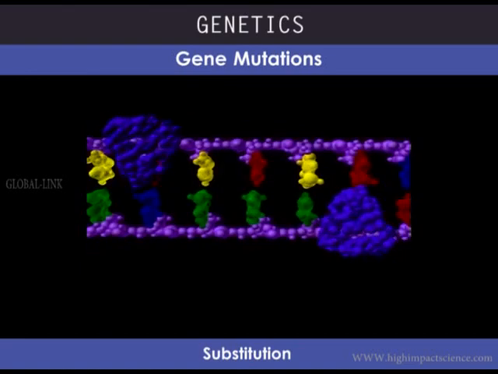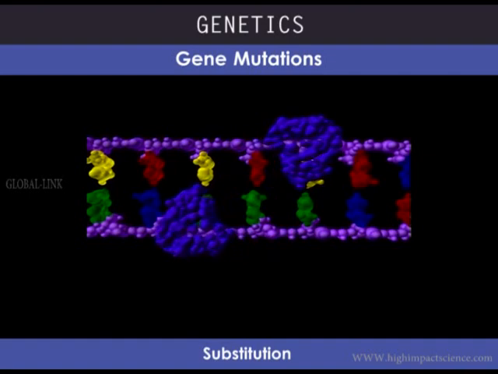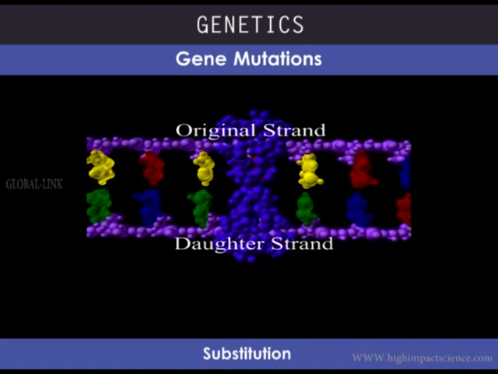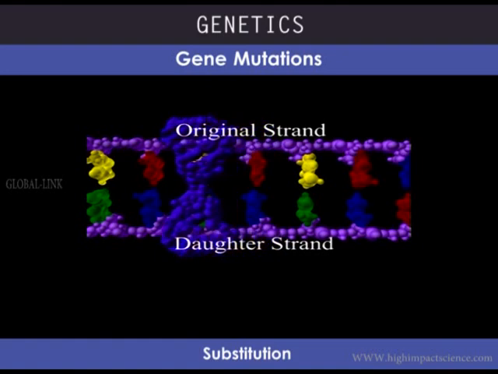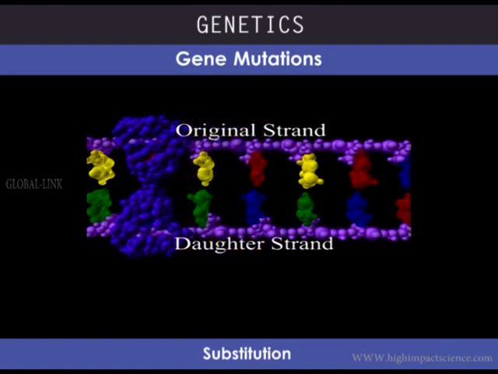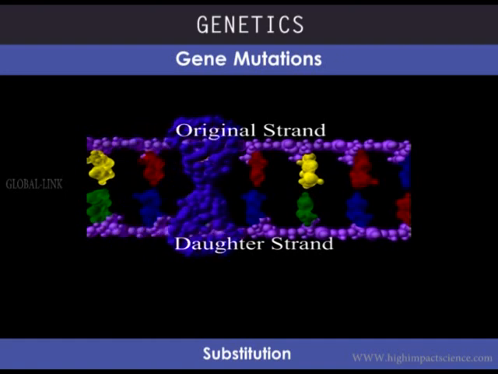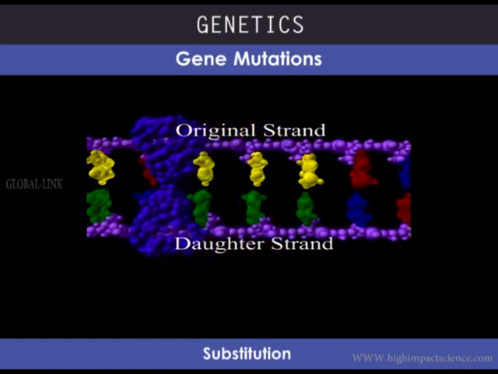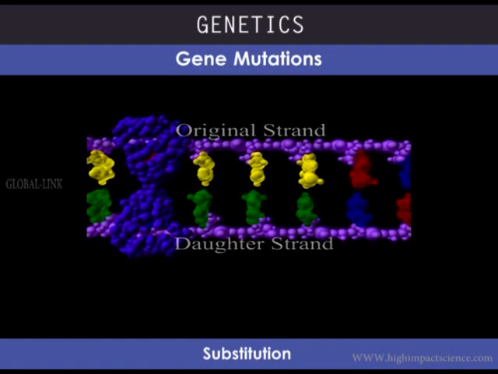Repair enzymes in the daughter cell that receives the mismatched base pair notice the mismatch and proceed to correct it. However, these enzymes have no way of knowing which strand is the original parental strand or the newly replicated daughter strand. If the enzymes correct the mismatch by replacing the base on the daughter strand, the original base pair will be restored. However, if the enzymes correct the mismatch by replacing the base on the original strand, a base pair different from the original one will result, and a substitution mutation will have occurred.